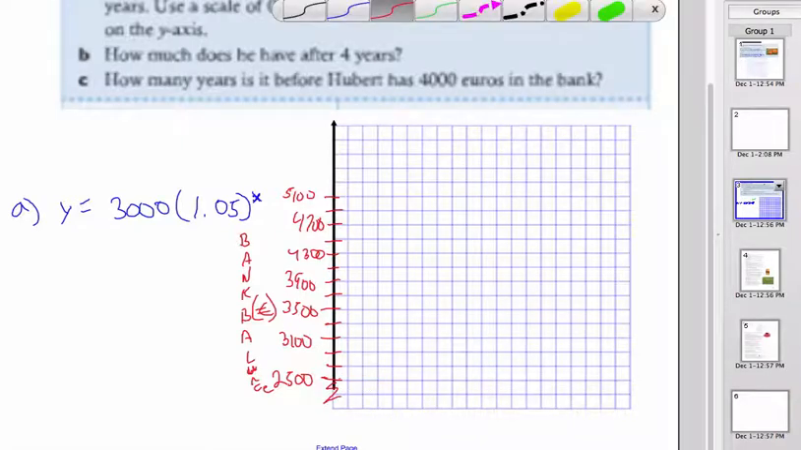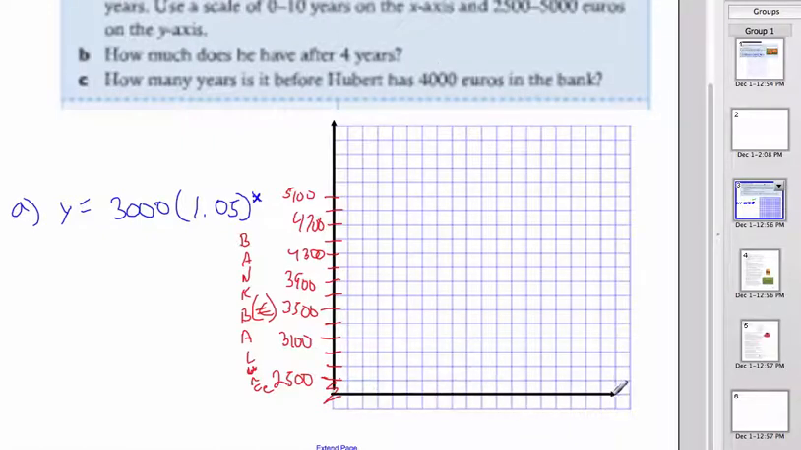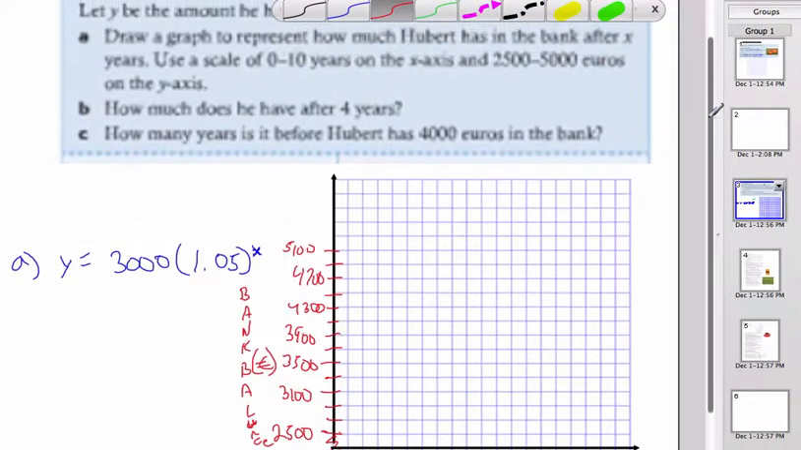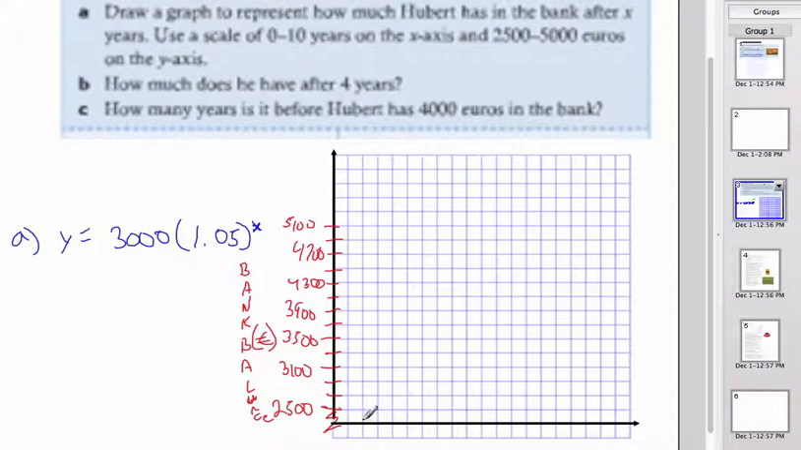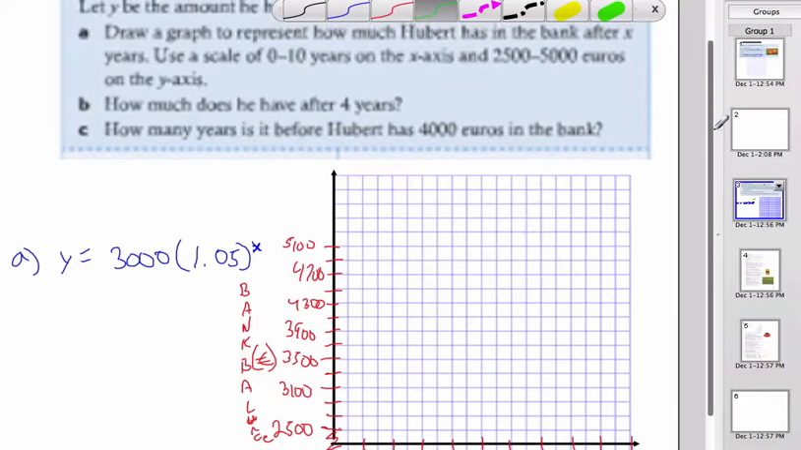And I'll make my x-axis now. X-axis, okay. So on the x-axis we have 0 to 10 years, I believe. Was that correct? 0 to 10 years. So I got a lot of space. I can go 1, 2, 3, 4, 5, 6, 7, 8, 9, 10. So that's time in years. Alright, so I'm going to start plotting some points here.